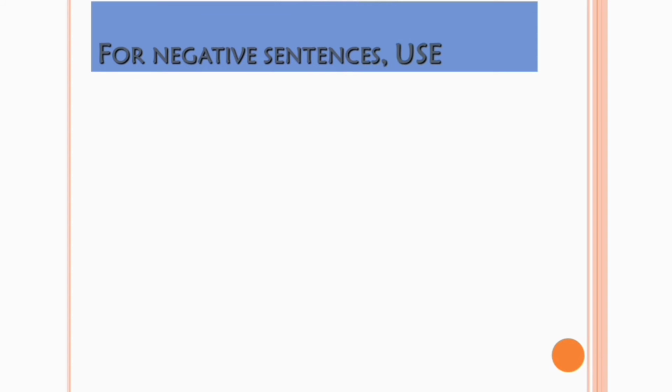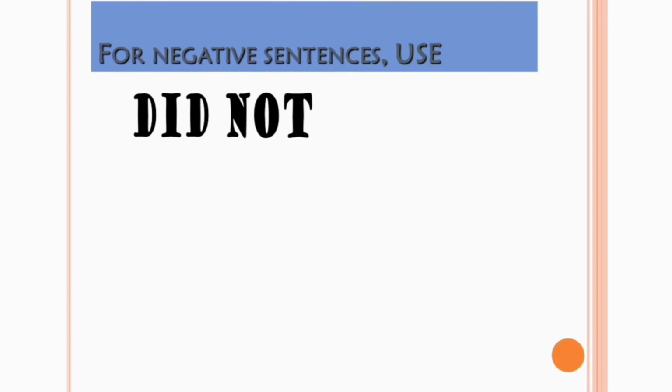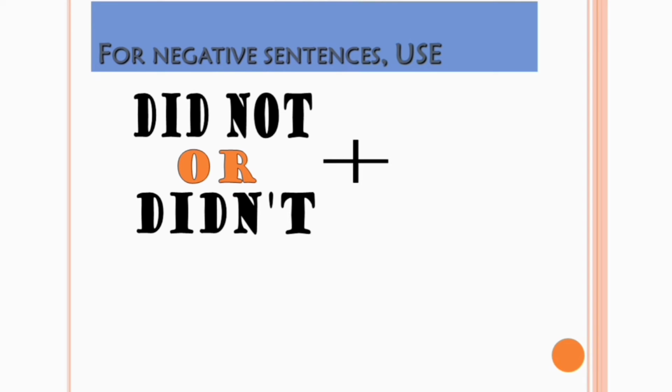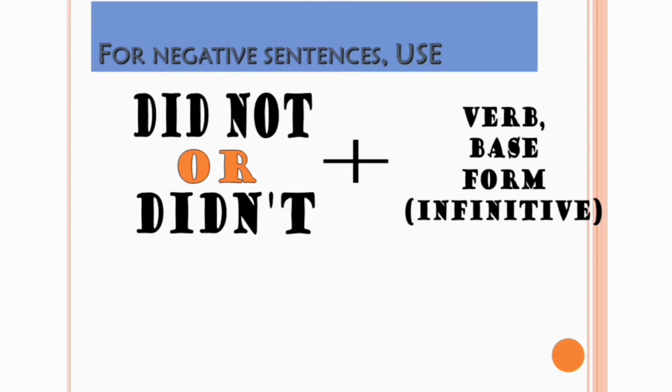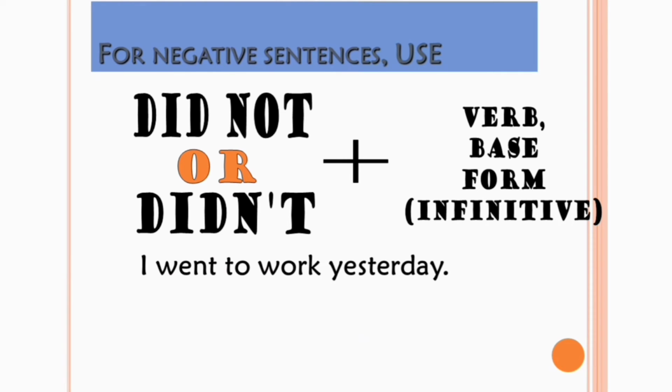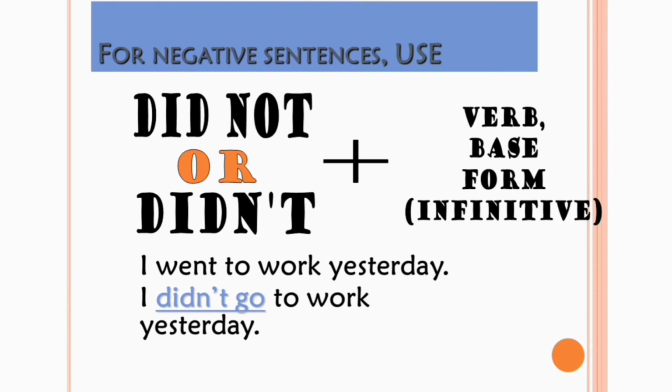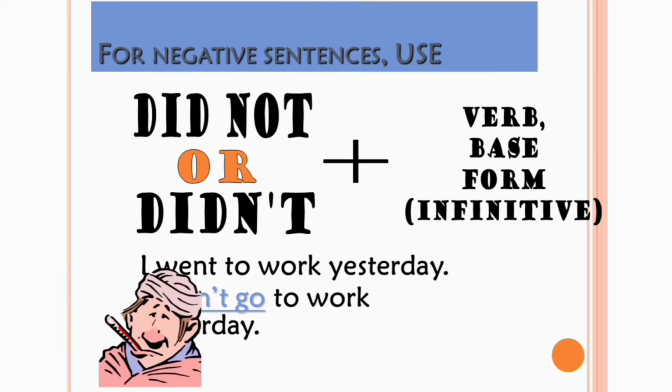For the negative sentences, use did not or didn't plus the verb in its base form, the infinitive. I went to work yesterday. I didn't go to work yesterday.